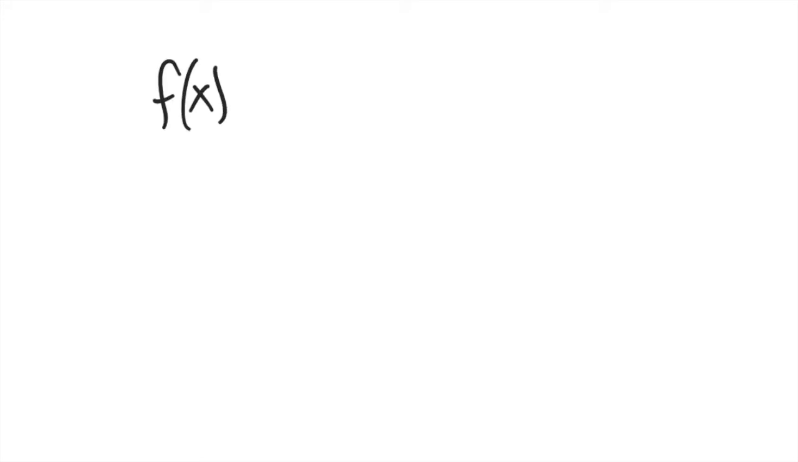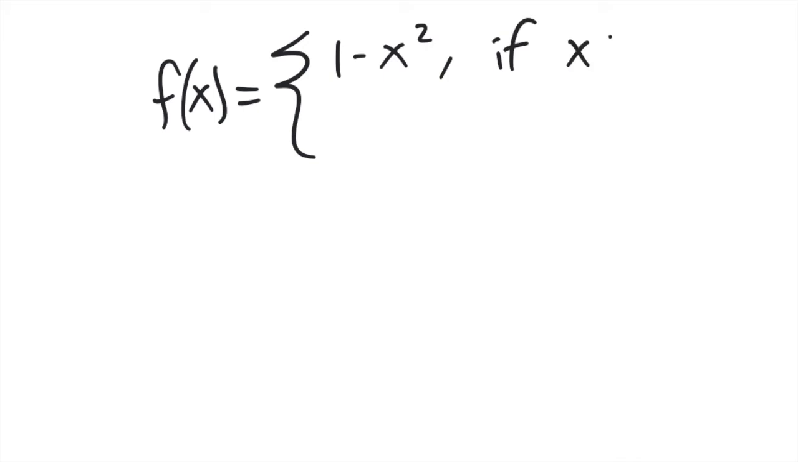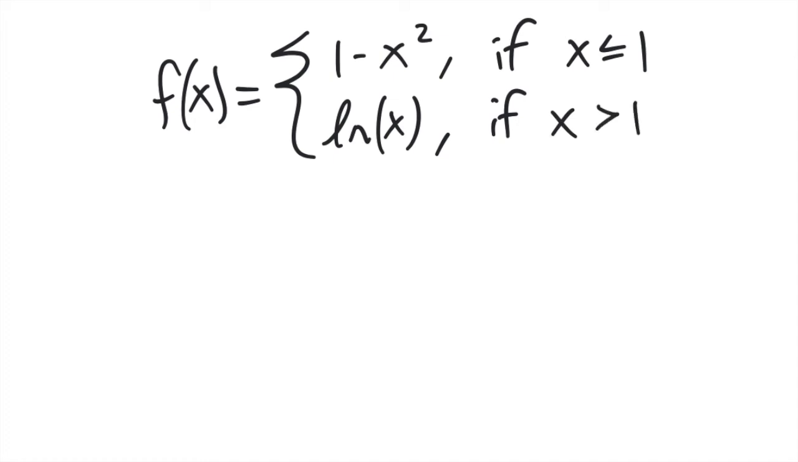Let's say we start out with a function f of x equals, this is going to be a piecewise function, and so I'm going to write it like this, 1 minus x squared, and that's going to be the rule that we follow if x is less than or equal to 1, and then we're going to use the natural log of x if x is greater than 1.